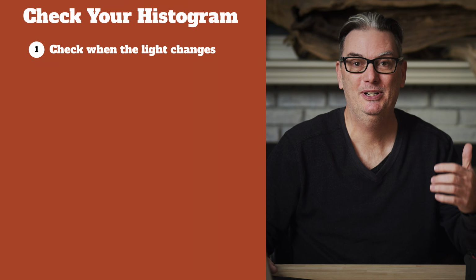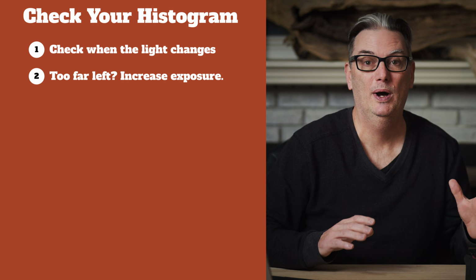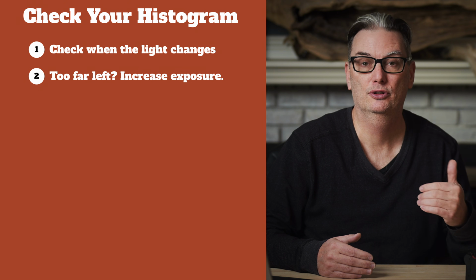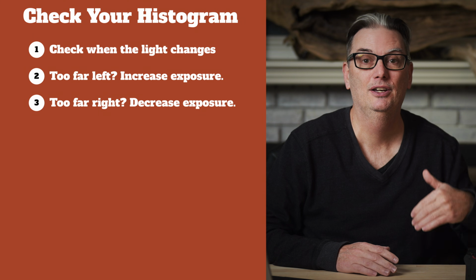So check your histogram after every few frames, especially in challenging light. If it's pushed too far left, you want more midtone detail, so raise your ISO, open your aperture, or slow your shutter. If it's pushed too far to the right and you're blowing out the highlights, do the opposite.